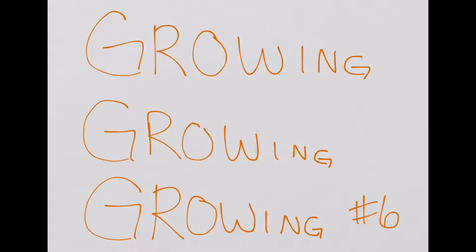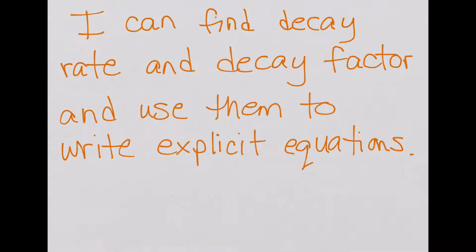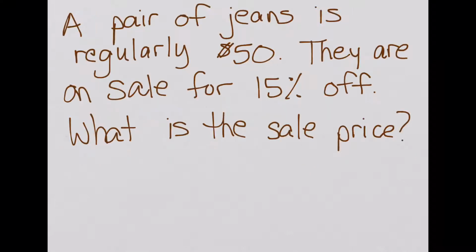What's up, Huskies? Let's talk about growing number 6, where we actually begin to learn about exponential decay. So our objective today is I can find decay rate and decay factor and use them to write explicit equations.